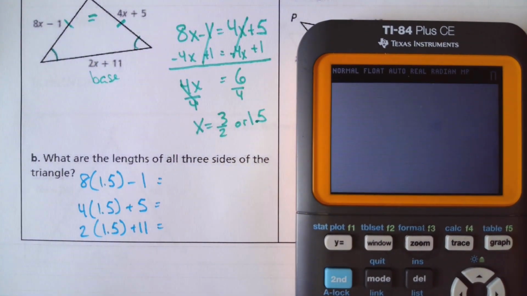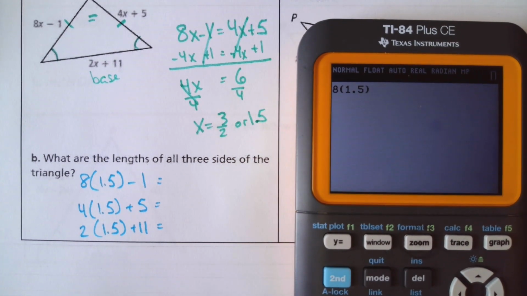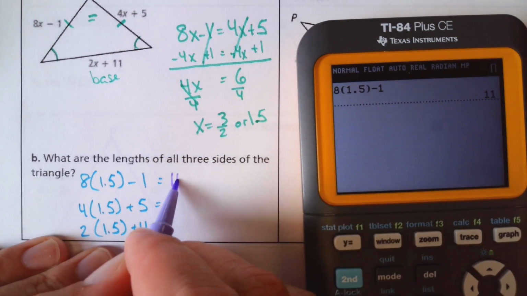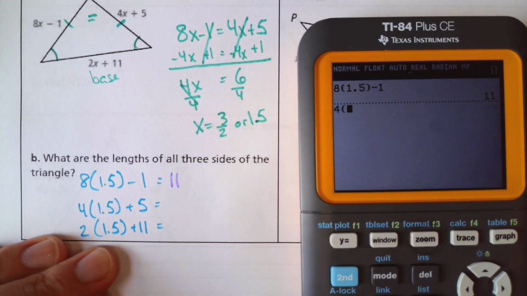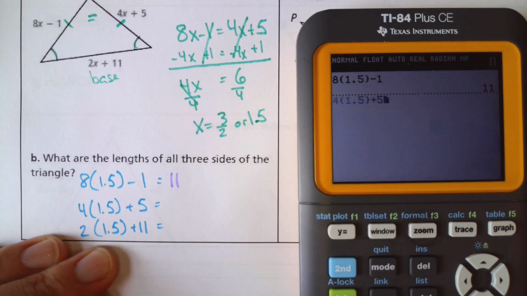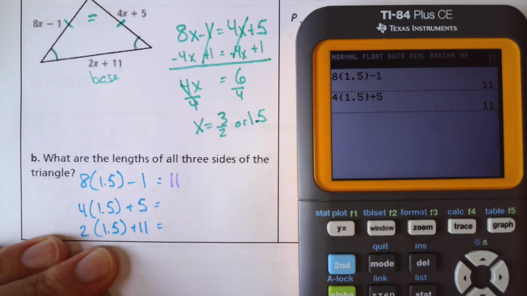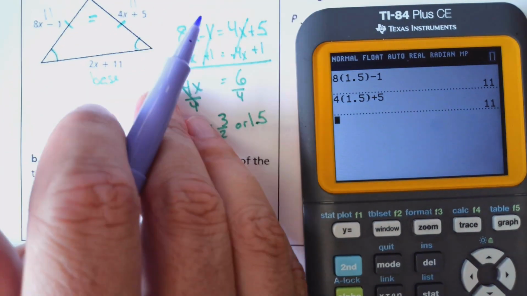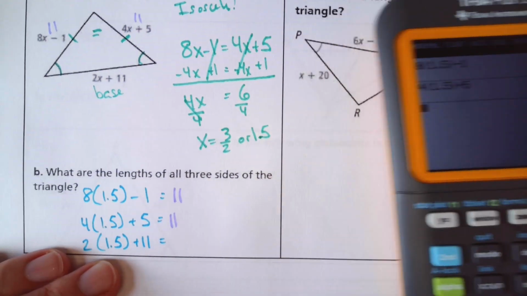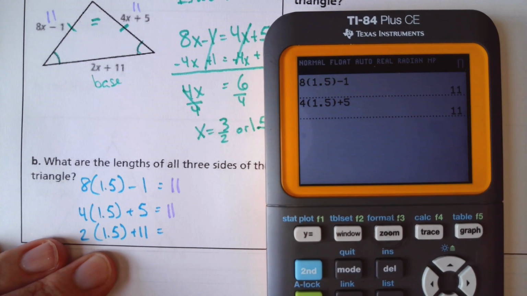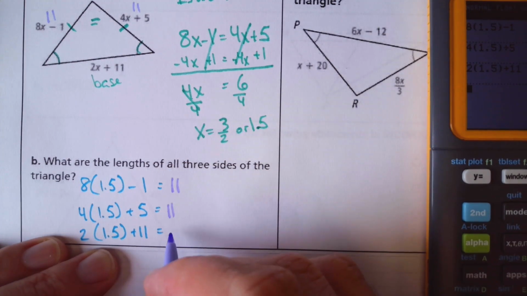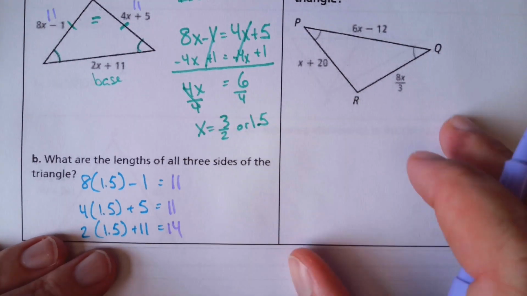So I'm just going to do 8 times 1.5 minus 1. That gives me 11. And then 4 times 1.5 plus 5 gives me 11, which makes sense because with an isosceles, they should be the same. Then we have one more. So 2 times 1.5 plus 11. Now this one should not be 11. 14. So that's the length of all 3 sides.